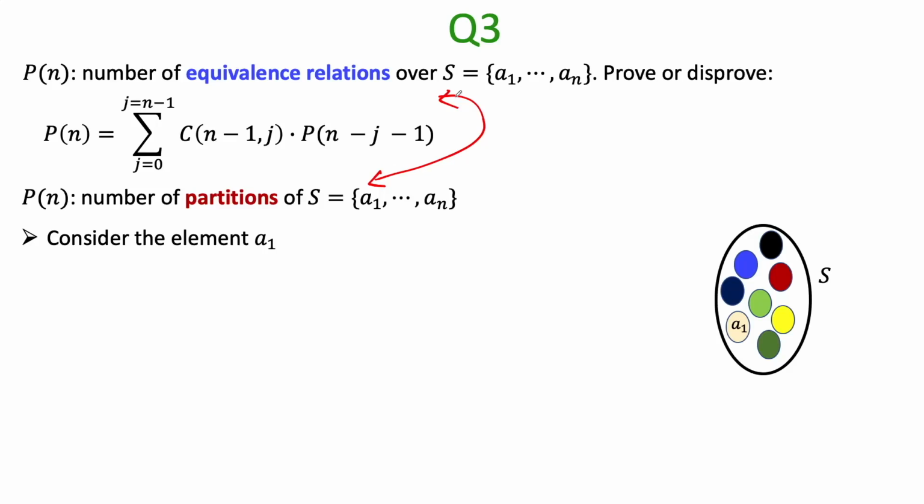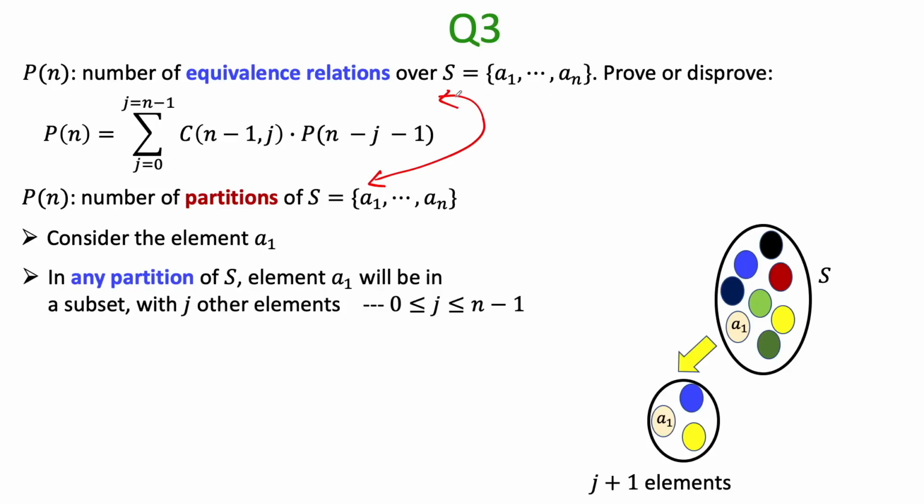So imagine your set S has n elements, and what we are going to do is discuss the various ways in which we could partition this set S. For that I consider the first element A1. Now in order to partition the set S into various subsets, definitely the element A1 will be present in one of the subsets in that partition. And along with the element A1, there could be j other elements from the set S in the subset in which the element A1 is present.